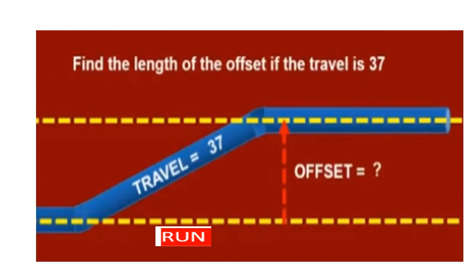Let's see another question. Find the length of the offset if the travel is 37. Here travel is given, from here to here. This is travel. Travel is given as 37. What is offset? We don't know. We have to calculate offset here. Run we will take from the chart, the elbow chart constant.